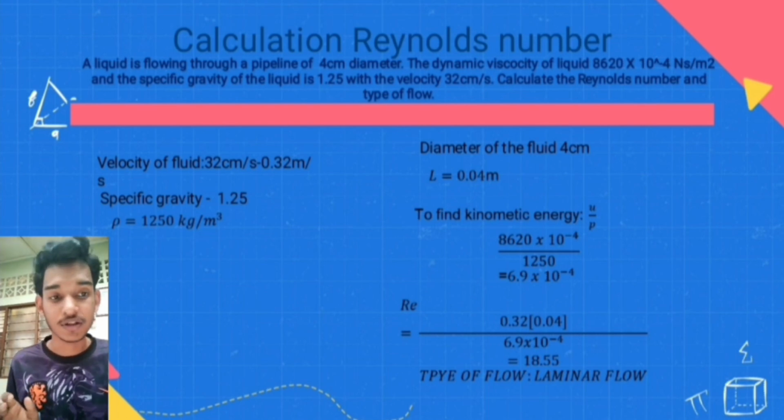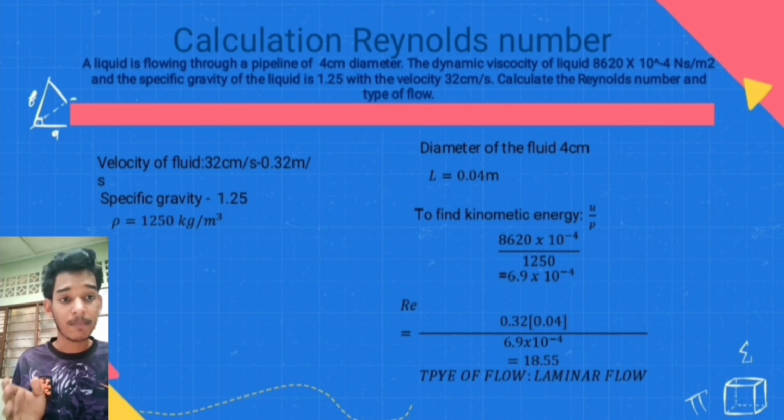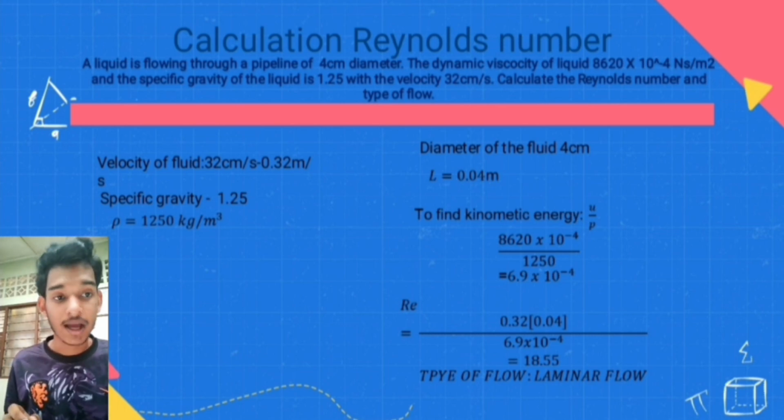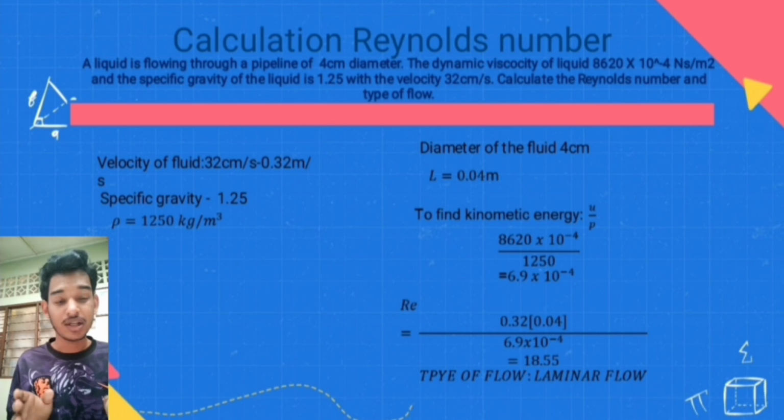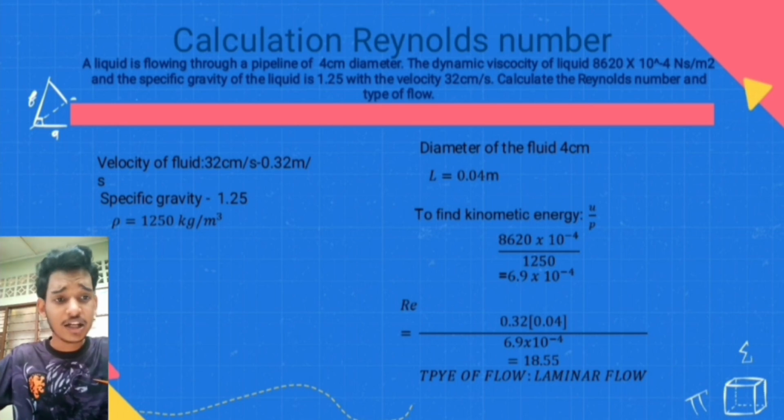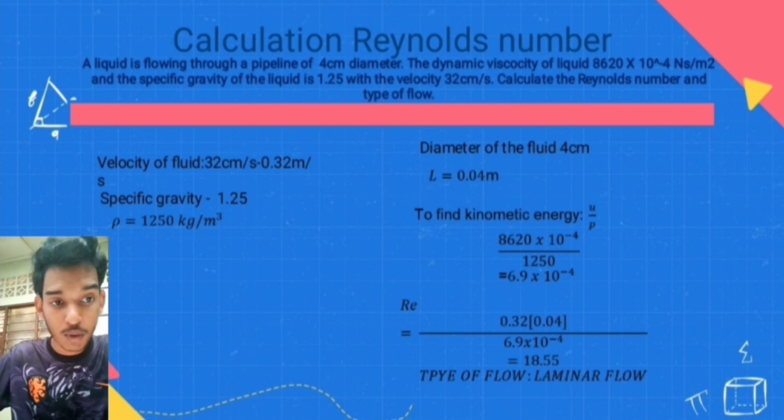I read the question first. A liquid is flowing through a pipeline of 4 cm diameter. The dynamic viscosity of the liquid is 8620 times 10 to the negative 4 Ns per meter square, and the specific gravity of the liquid is 1.25 with the velocity 32 cm per second. So calculate the Reynolds number and type of flow.